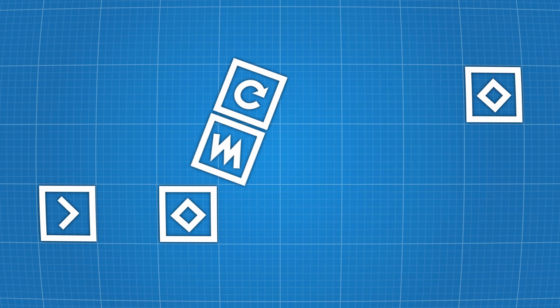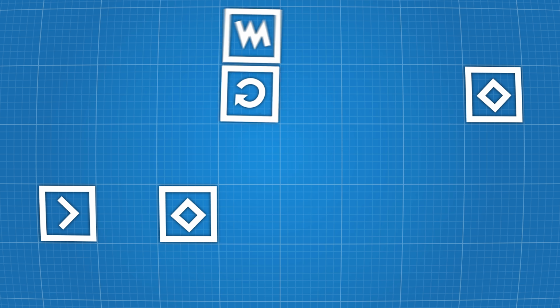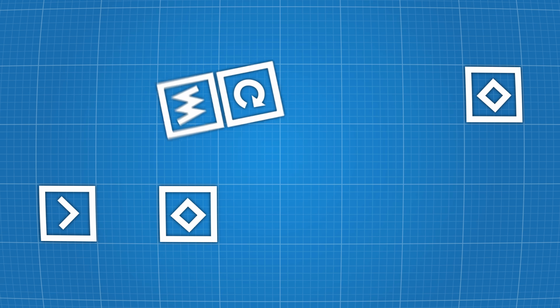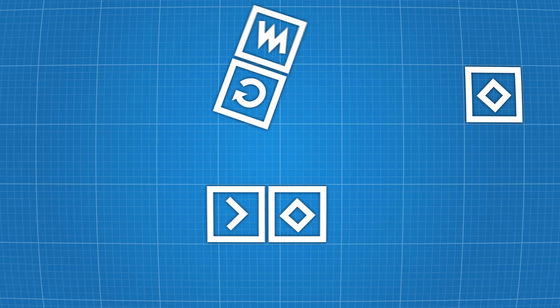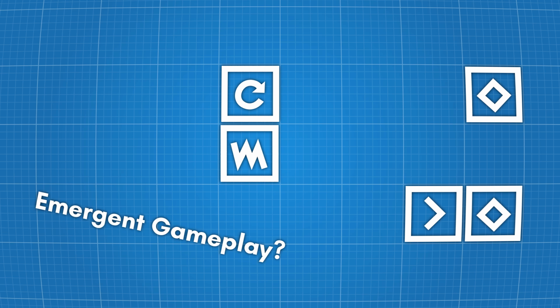For example, a spinner cell will grab onto and spin cells around it. A pusher cell will, you guessed it, push other cells. The hope is that combining these different types of cells will lead to some kind of emergent properties as they interact.